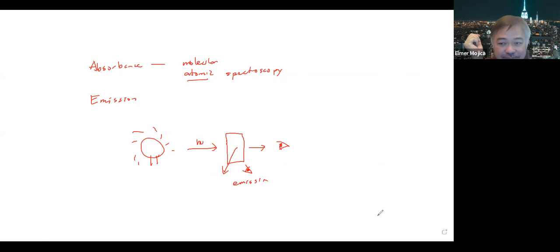Now, if you're asked, which do you think is more sensitive? Fluorescence or absorbance? Anyone? Ito yung mga tanong na pang board exam. Fluorescence po. Fluorescence. But you have to take into consideration, not all samples fluoresce. Okay.